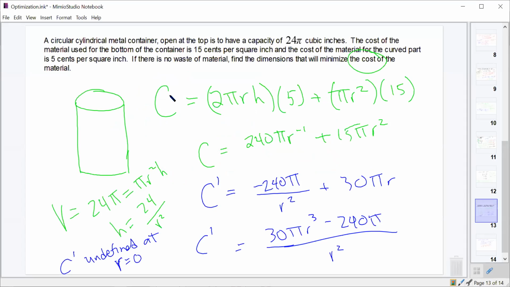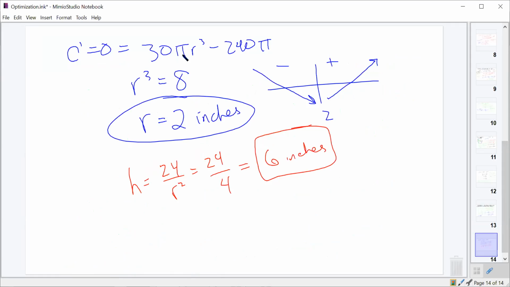Sorry about this. So we found our cost equation by finding the 2 pi r h, which is the lateral surface area, times the cost of 5, plus the base's area, which is pi r squared, times its cost, which was 15. Simplified that down by replacing the h with our 24 over r squared, which we got from the original volume. Took the derivative, got a common denominator, and looked for when c prime was undefined, which was at r equals 0, which made no sense, and looked for when it was equal to 0, which was at r equals 2. Did a sign chart, found that it was a minimum, and then solved for h as well.